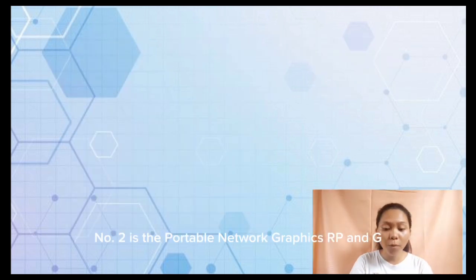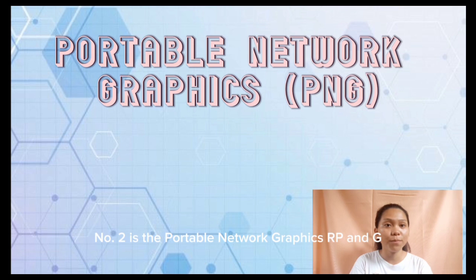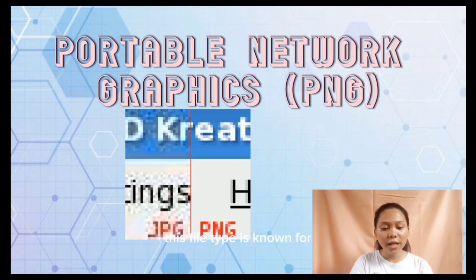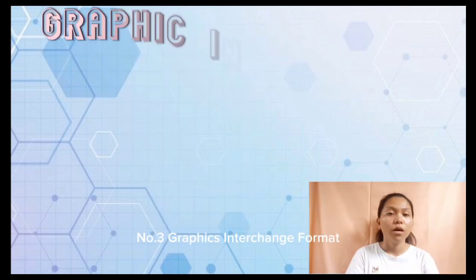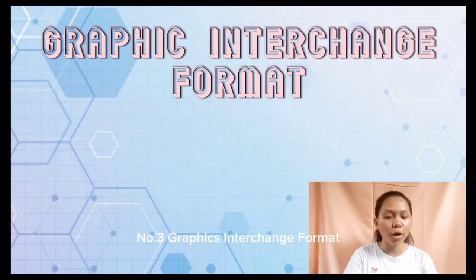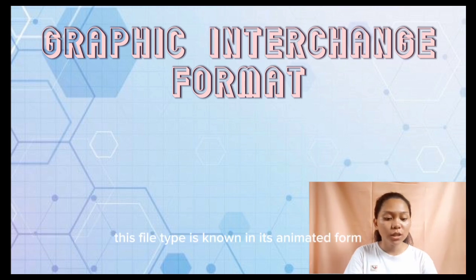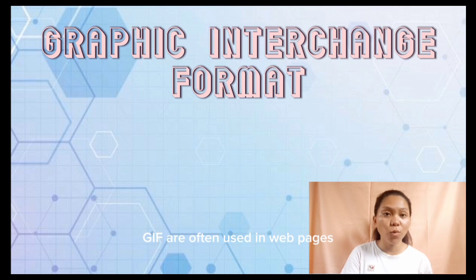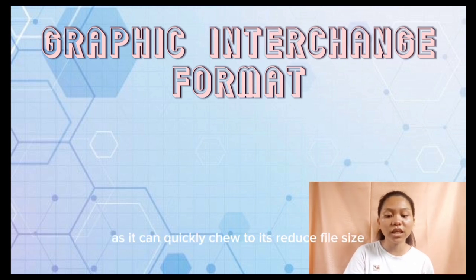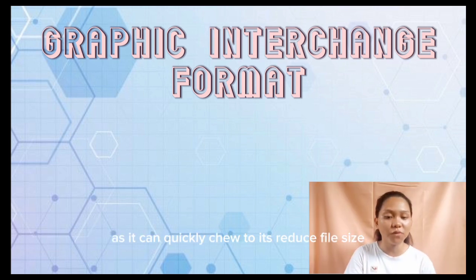Number 2 is the Portable Network Graphics or PNG. This file type is known for having a transparent background. Images in this type are commonly used in web documents. Number 3 is Graphics Interchange Format, or GIF. This file type is known in its animated form. GIFs are often used in web pages as they load quickly due to their reduced file size.